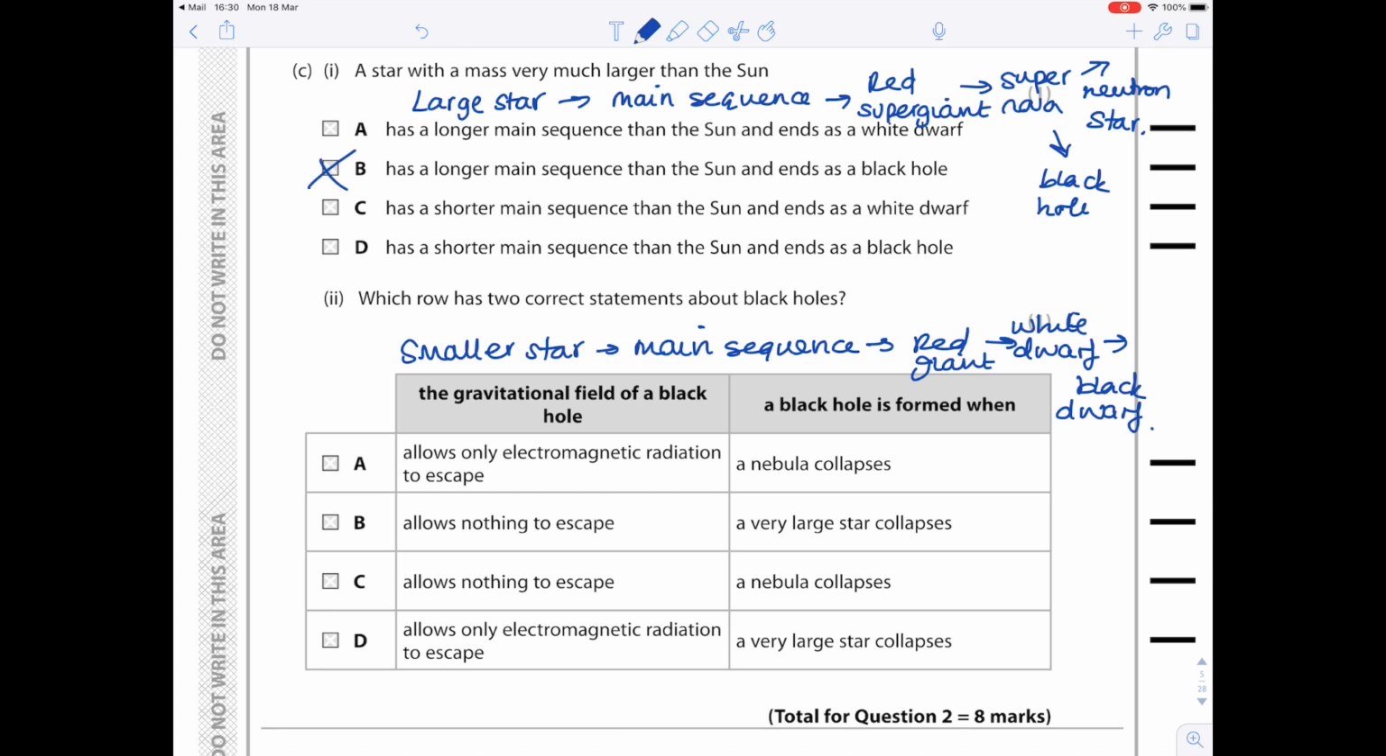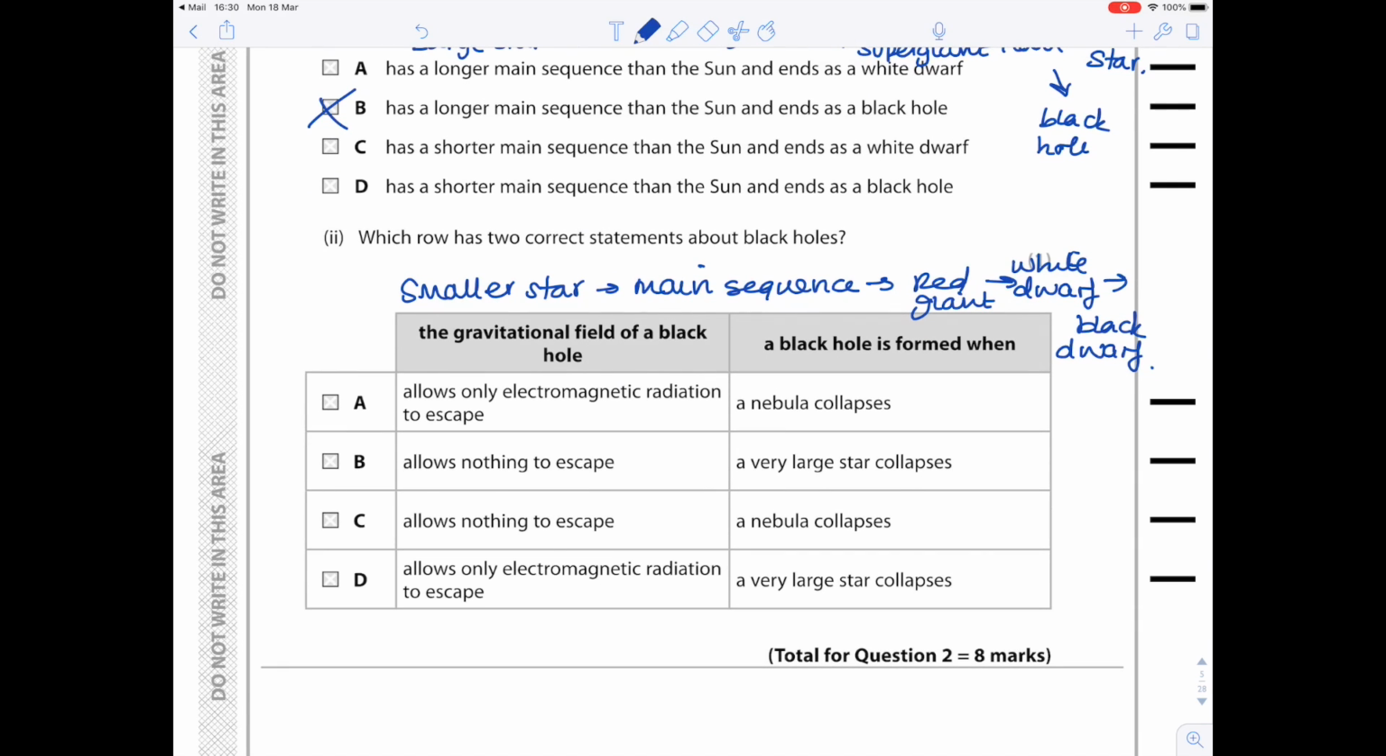Which row has two correct statements about black holes? So a black hole is something which, it kind of really freaks me out, because basically nothing can escape it. Nothing at all. No light, nothing. And that's why we can say that no electromagnetic radiation can escape.